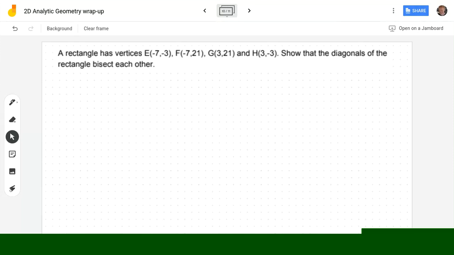Two more questions. A rectangle has these vertices. Show that the diagonals of the rectangle bisect each other.